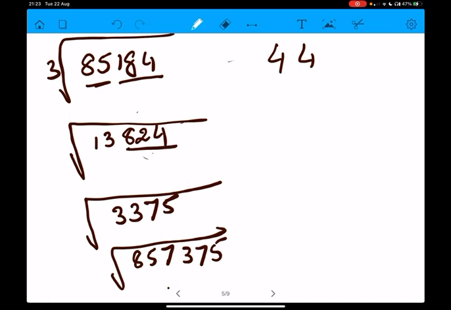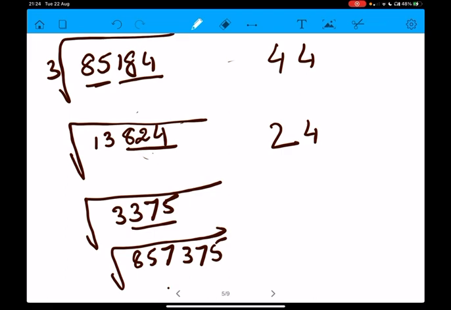Next example ends with 4, so it has to end with 4. Then 13. 2 cube is 8, 3 cube is 27. So 13 is greater than 2 cube and less than 3 cube, so this has to be 24.